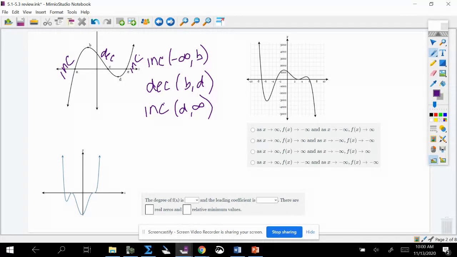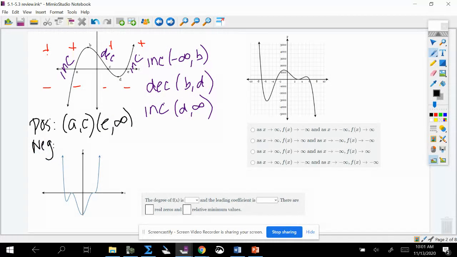As far as positive versus negative, I like to kind of mark it like this. Positive means it's above the x-axis, so my function has a positive y value. Negative means it's below. So I am positive from A to C, and I'm positive again from E to infinity. Those are all the intervals where my graph is above the x-axis, and I am negative when it's below the x-axis, which is negative infinity to A and C to E.